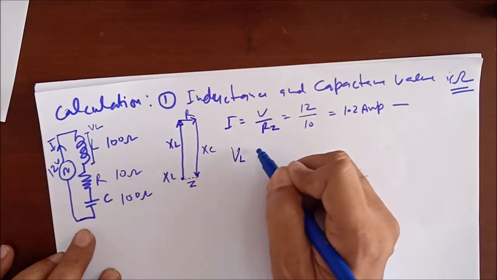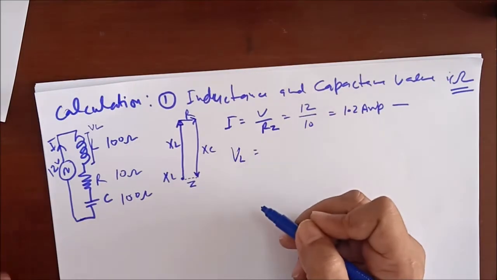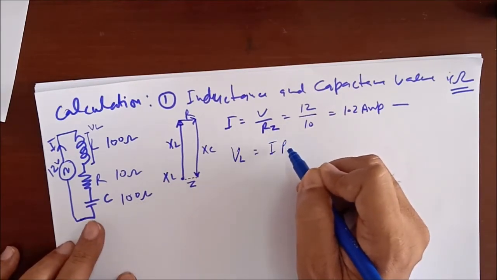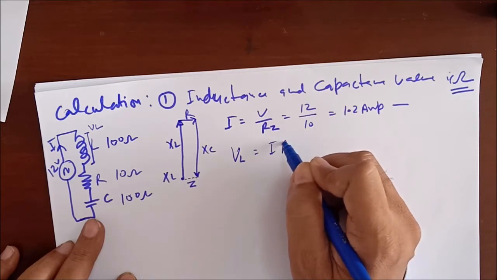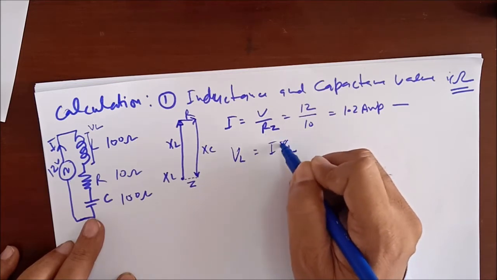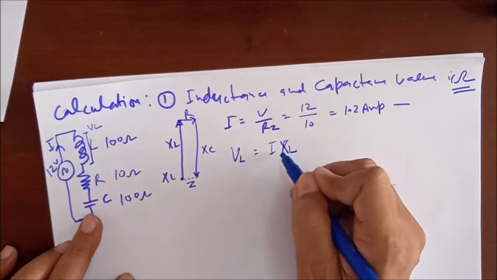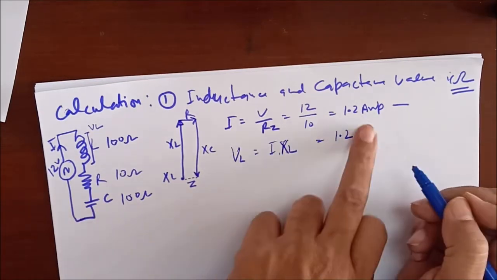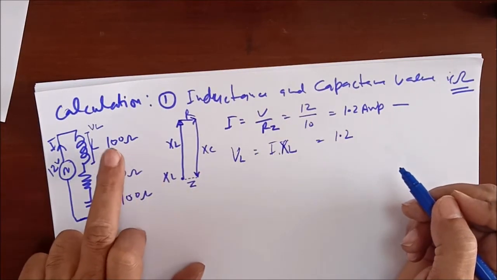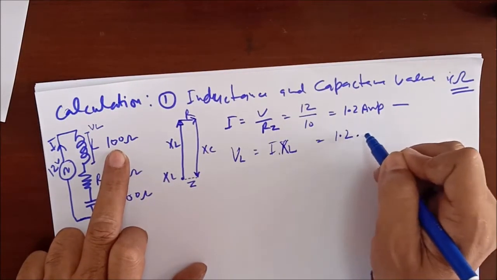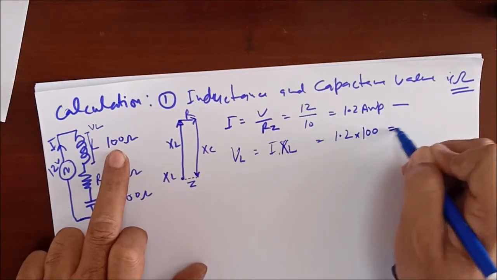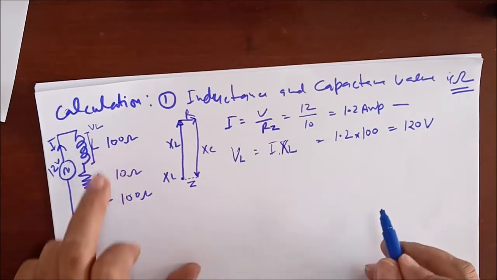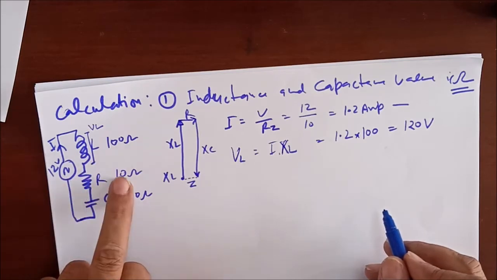Voltage across L. Then same formula using Ohm's law: V is equal to I R. Instead of R, this is L, except we have to use the formula as per Ohm's law. What is I? 1.2. XL is already given in advance, 100 into 1.2 is equal to 120 volt, 10 times higher than this voltage.